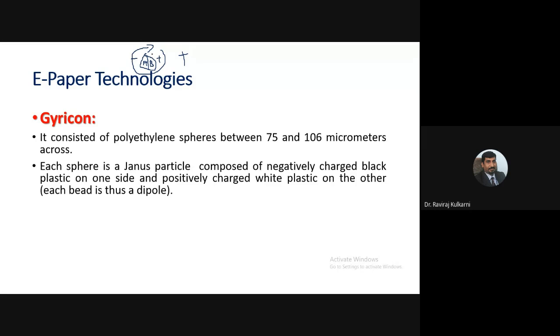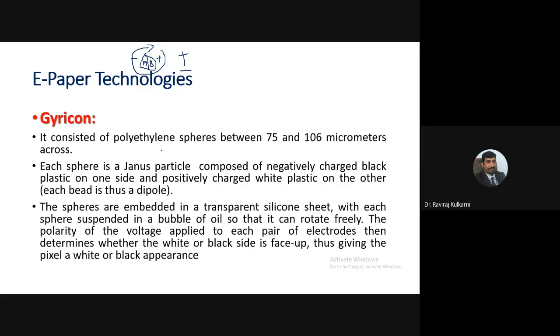So it becomes what? White. Okay, if you apply negative charge here, it becomes black. So you can arrange them in a regular pattern so that you can write something. This is simple technology. Okay, the spheres are embedded in a transparent silicon sheet, with each sphere suspended in a bubble of oil so that it can rotate freely.